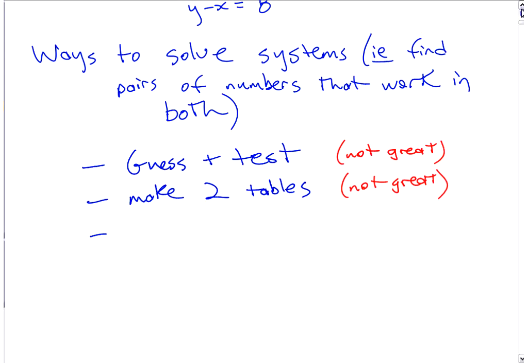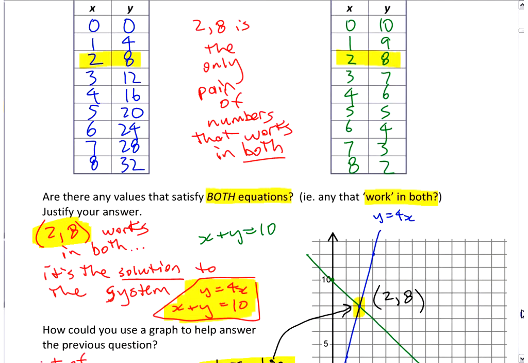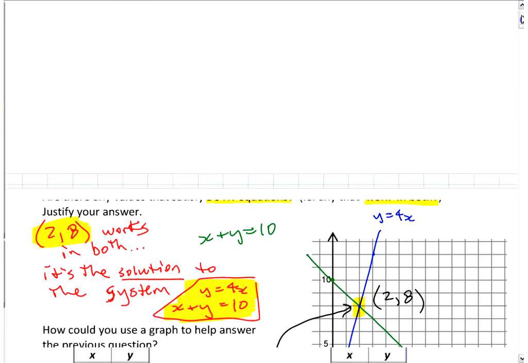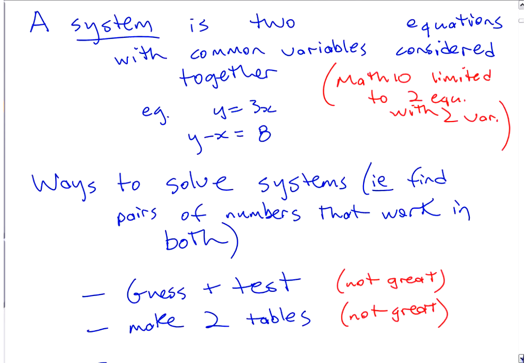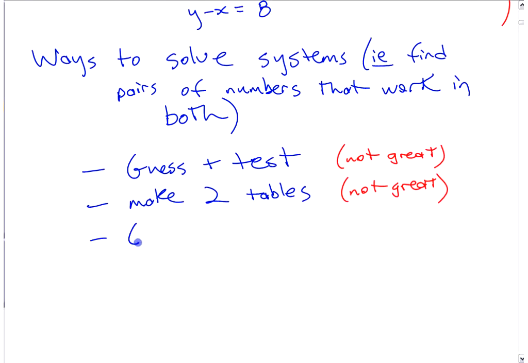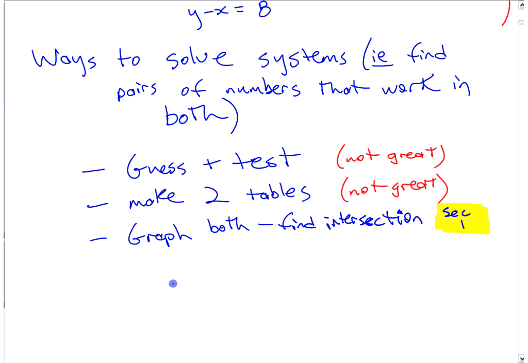What was the other way that we hinted at there with that activity? What's the other way you could do it? Make 2 tables. Try numbers. Graph. Create a graph and look for the intersection point. Especially if you have technology, that's a pretty good way to do something. It's visual. You can see it. Graph both. Find intersection. Okay, so those are what you look at in the first section. Section 1, you're looking at solving by graphing.